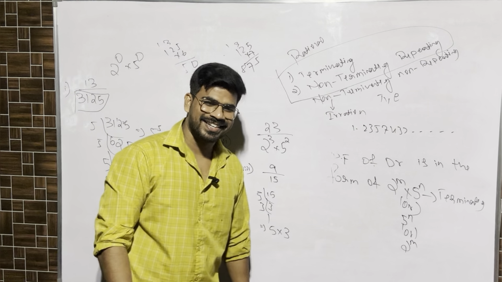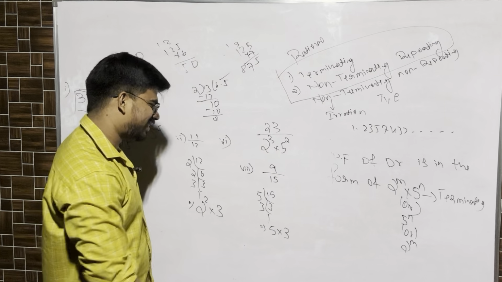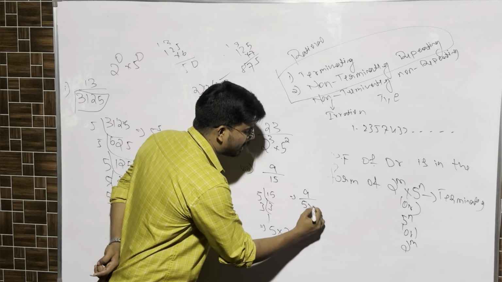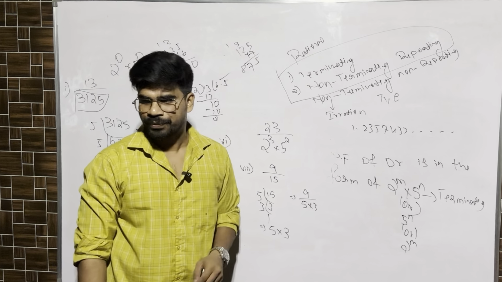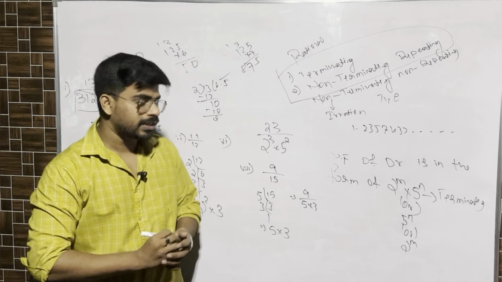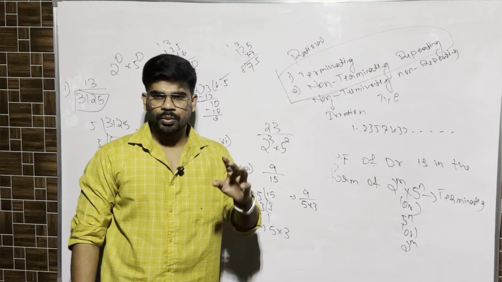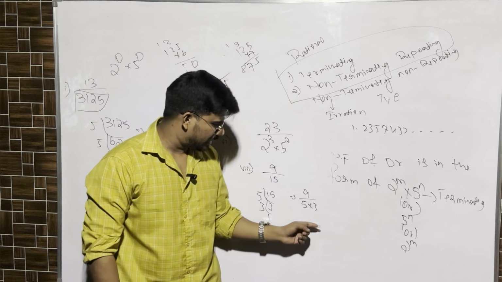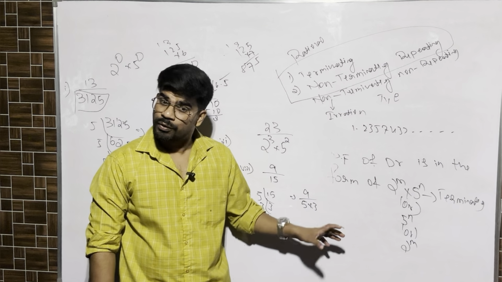Those who already completed? Terminating. It fooled you. 9 by 15 can be written as 3 by 5. I'll tell you why it is terminating. You said it is non-terminating, which is wrong. It is terminating. Why? Because the denominator should have either only 5, or only 2, or a combination of 2 and 5. What is stopping it from becoming terminating? The 3. If we did not have 3, then it would become terminating.